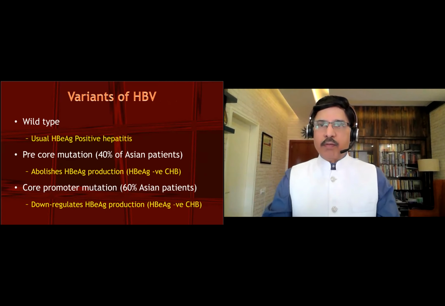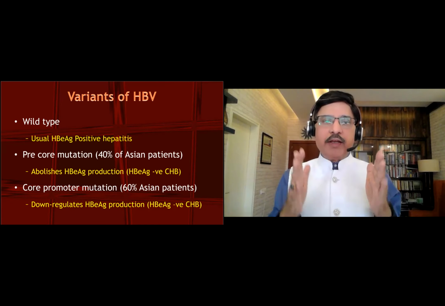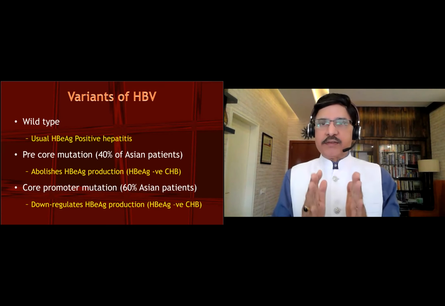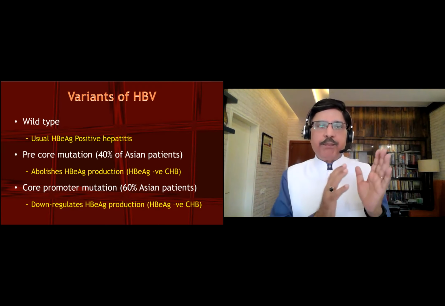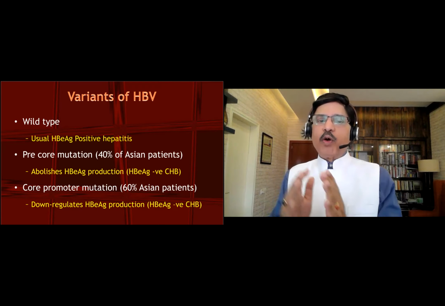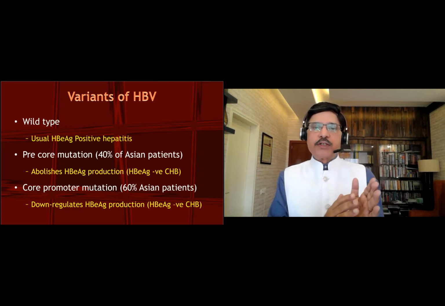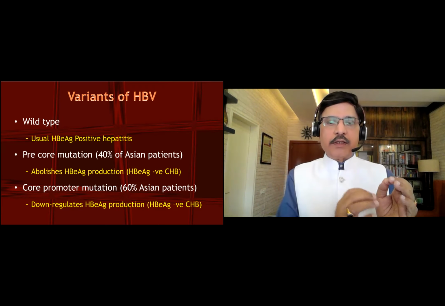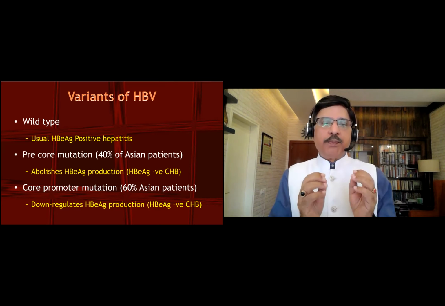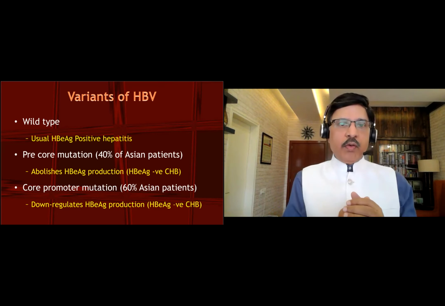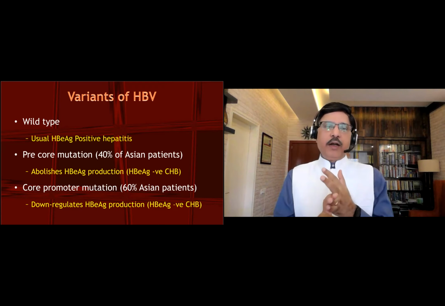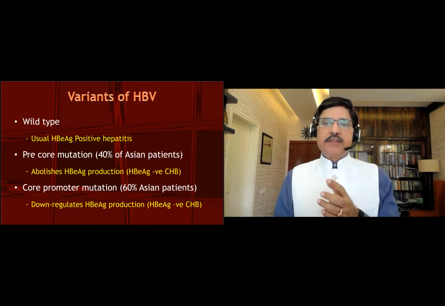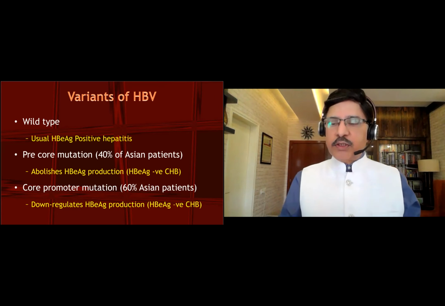You need to know 3 important things as far as the virus is concerned. The common hepatitis B virus we have is called the wild virus. There are also mutated viruses: there is a pre-core mutation and a core promoter mutation. The pre-core mutation is 40% in Asians, and 60% of the mutation in us is core promoter mutation. Of course, we have wild type also. A person can have wild HBV, pre-core mutant, or core promoter mutant. Why is this important? This is important in the diagnosis and also in the treatment.